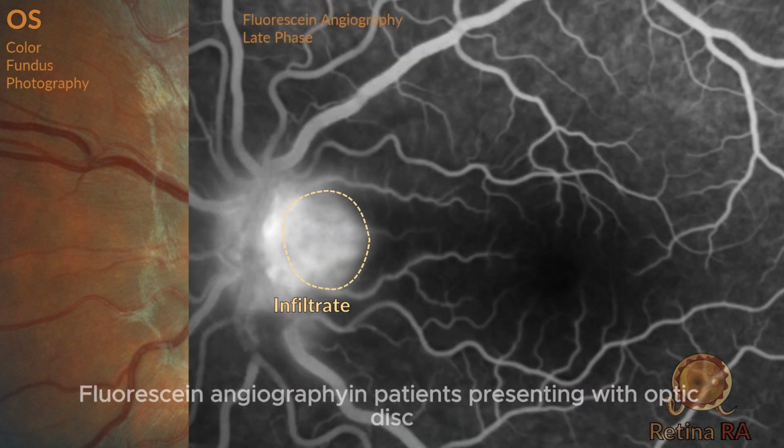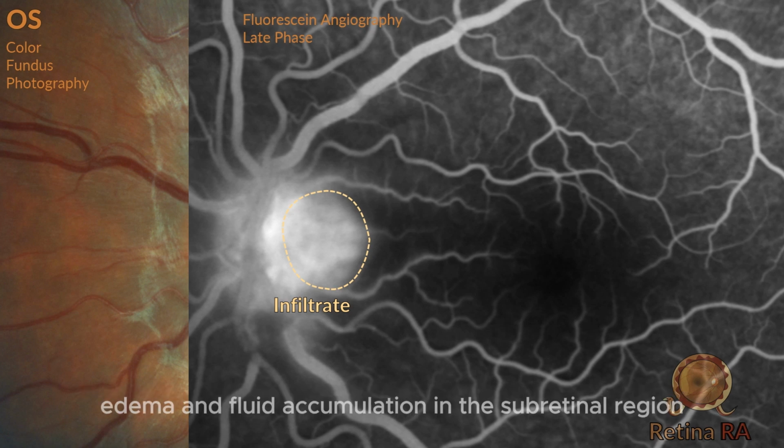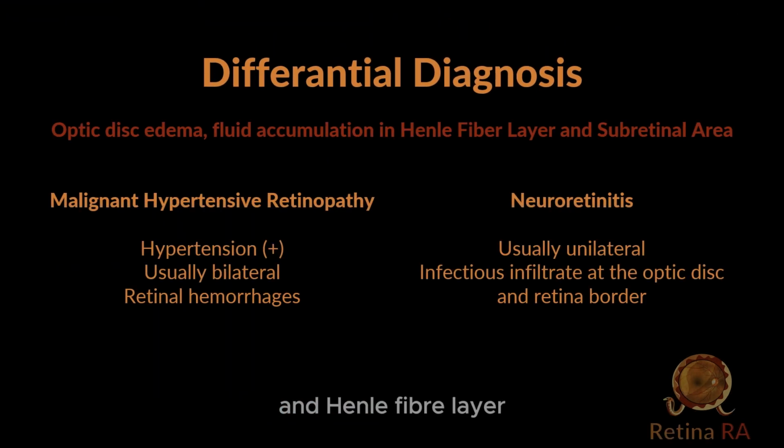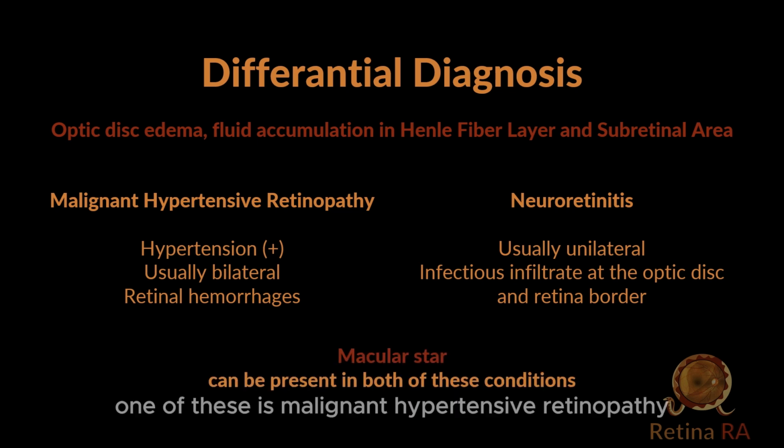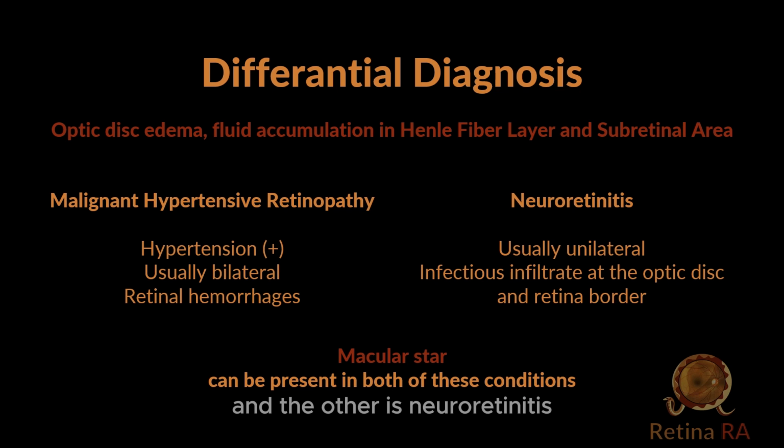In patients presenting with optic disc edema and fluid accumulation in the subretinal region and Henle fiber layer, two diagnoses should first come to mind. One of these is malignant hypertensive retinopathy and the other is neuroretinitis. History of hypertension, bilaterality and retinal hemorrhages support malignant hypertensive retinopathy. Unilateral disease and infectious infiltration at the border of the optic disc and retina should suggest neuroretinitis. In both conditions, a macular star appearance may be present.